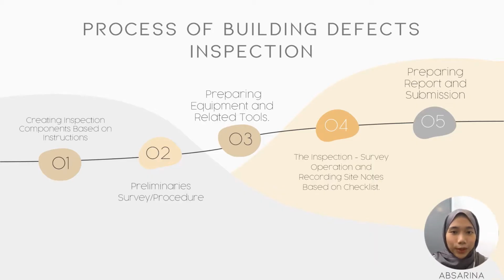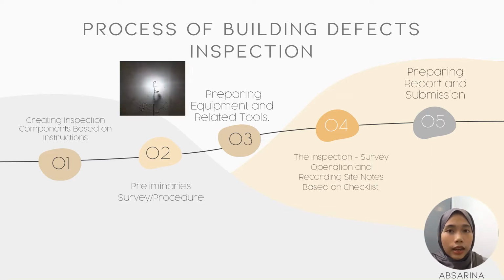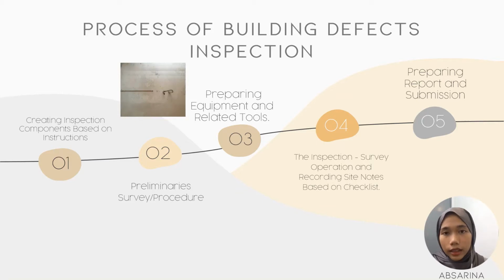Hi, Assalamualaikum. My name is Absarina Suhaili. Now I will explain the process of inspection. First step is creating the inspection component based on the instruction for the selected address. The instruction will create the objective, which is to identify the defects with specific criteria, for example the civil type, electrical type and mechanical type.